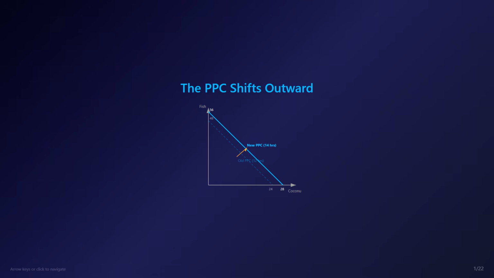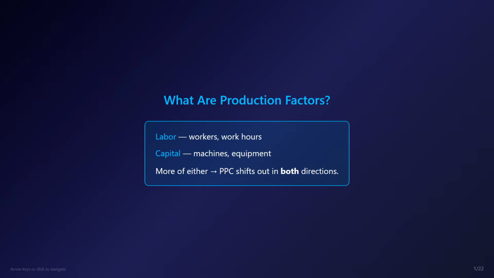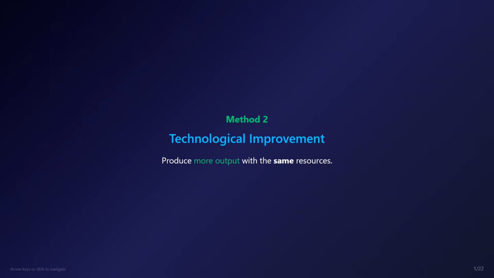Second method, technological improvement. Now let's look at another way to increase production capacity, technological improvement. Returning to the initial situation, Moshe works 12 hours, catches 4 fish per hour, and picks 2 coconuts per hour. The production possibility curve ranges from 48 fish to 24 coconuts. Technological improvement in one product. Suppose Moshe, who until now has been fishing with a rod, decides to build a net. With the net, he can catch 5 fish per hour instead of 4. The coconut picking rate remains 2 per hour, no change there.